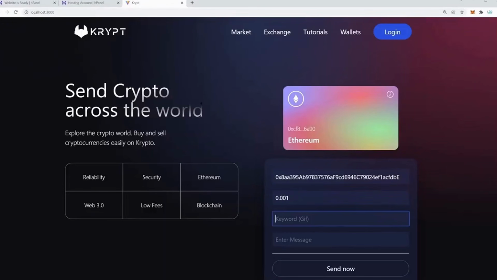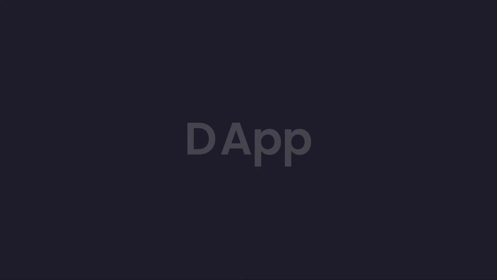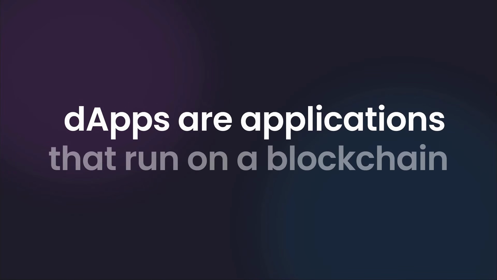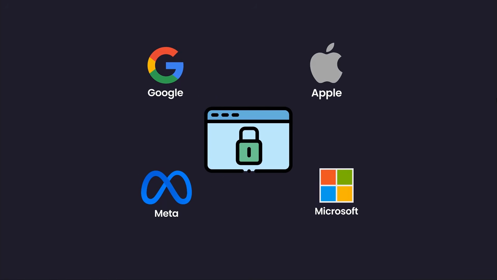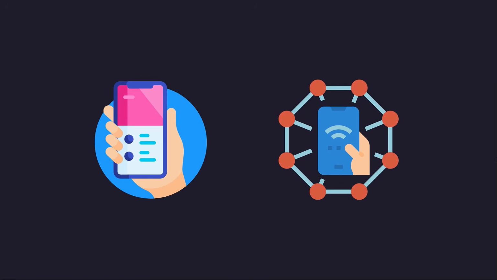Remember earlier when I said that you should have Web2 skills before starting with blockchain development? Well, that is it. But what even is a decentralized application? Well, in simple words, dApps, or decentralized applications, are just applications that run on a blockchain. They are decentralized, they are free from the control and interference of a single authority. They keep users' data out of the hands of these organizations. Just like cryptocurrency is decentralized money, dApps are decentralized applications.